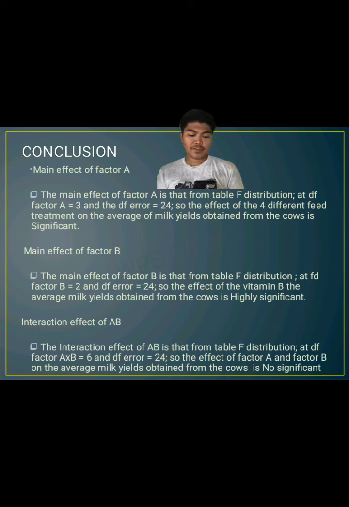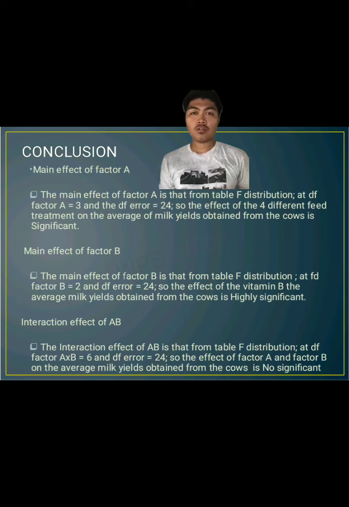Interaction effect A, B. From the table of F distribution, at DF factor A times B is equals to 6 and DF error is equals to 24. The effect of factor A and factor B on the average milk yields obtained from the cows is not significant.